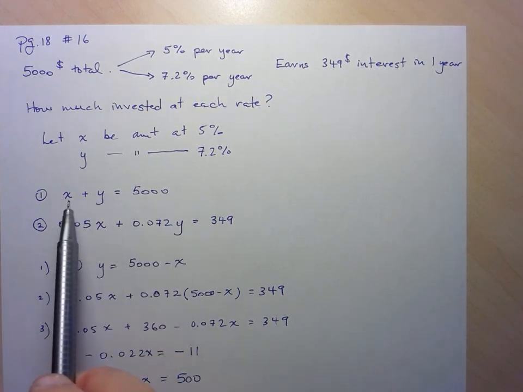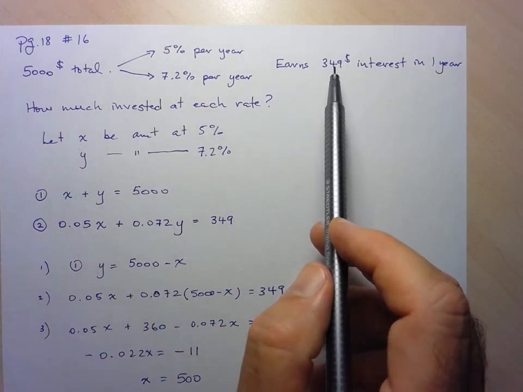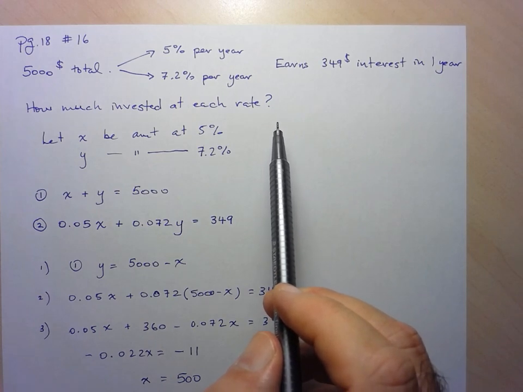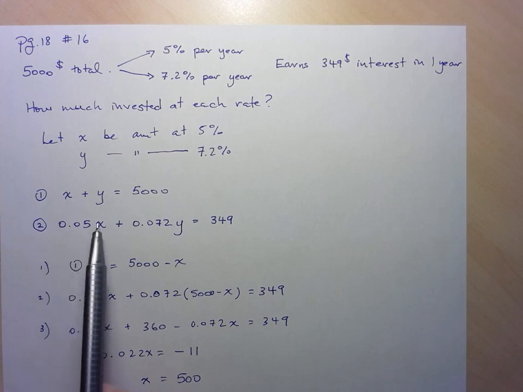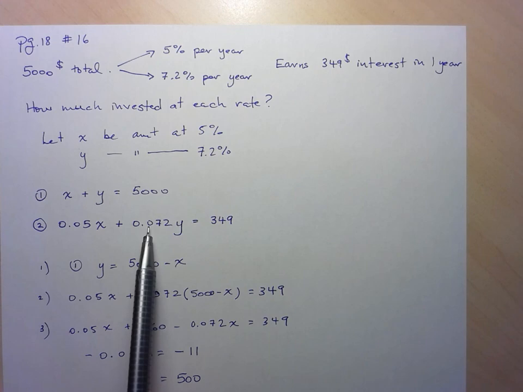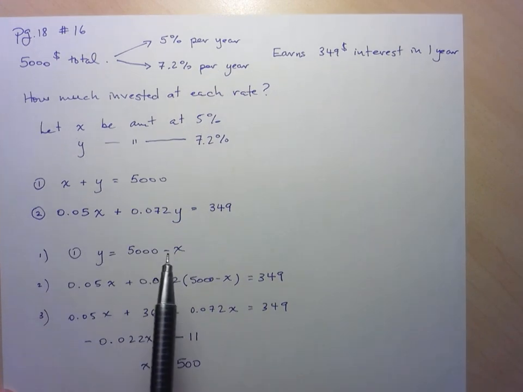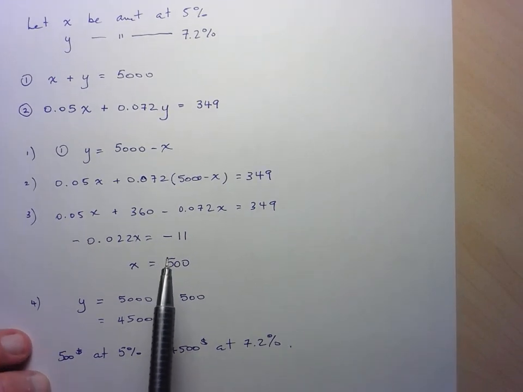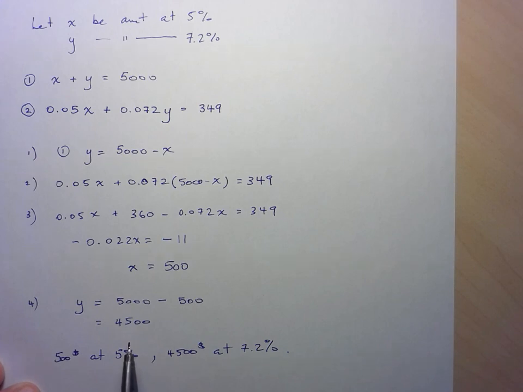There was not enough information to solve, so we had to use the second piece of information, which was about how much interest was achieved. So here we calculate the interest you get from the first account using our knowledge of percentages plus the interest from the second account, and that gives us a total of 349. And there's our system of equations, and we just followed the method of substitution to solve the system of equations, and then at the end we stated the answer to the question. Okay, that's it for this one.